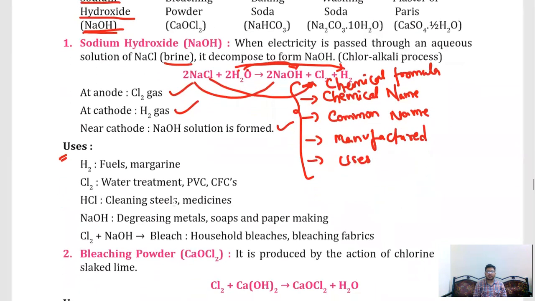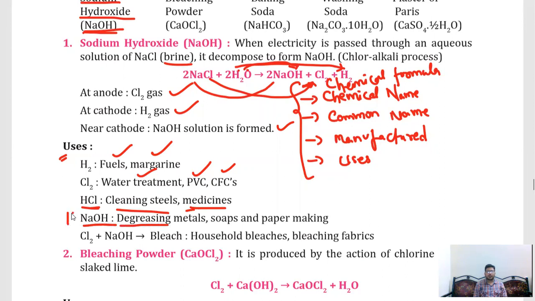Now, coming to uses: hydrogen gas is used as fuel in rockets and in margarine, and chlorine gas is used in water treatment to clean water, in PVC, and CFCs. So to clean water, that is used. Coming to HCl, hydrochloric acid is used in cleaning steel, and in medicines also they can use it. And where is NaOH used?